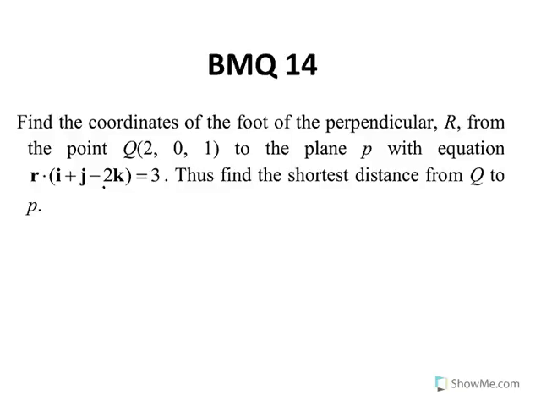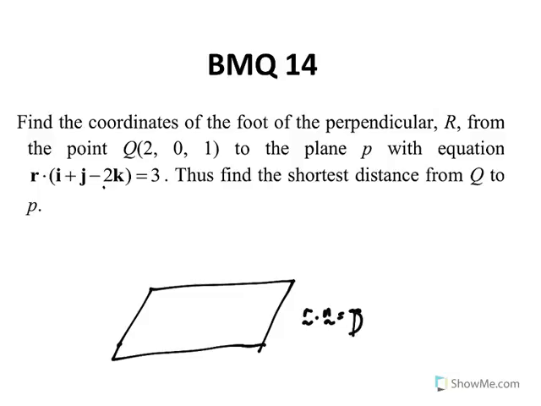This topic is about finding the foot of the perpendicular from a point to a plane. Alright, so the general idea is like this. We have our plane, r dot n equals p, equals d. And then we have to find the foot of the perpendicular R, so point R is somewhere here. We have to find this point R from point Q, and the foot of the perpendicular is point R.